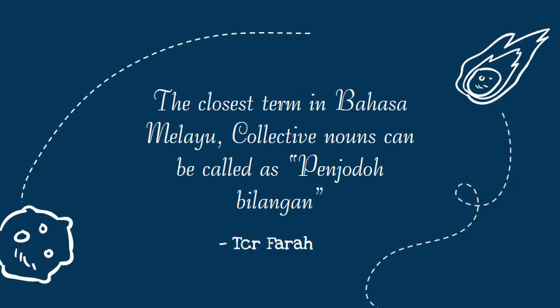Dear students, collective nouns is not something new for you. Actually, the closest term in Bahasa Melayu, collective nouns can be called as penjodoh bilangan. For example, setandan pisang, semangkuk beras, seikat sayur. That is actually some of examples of penjodoh bilangan. So collective nouns also can be counted as penjodoh bilangan, right? So that you easy to understand.